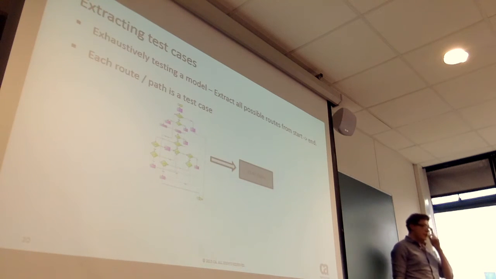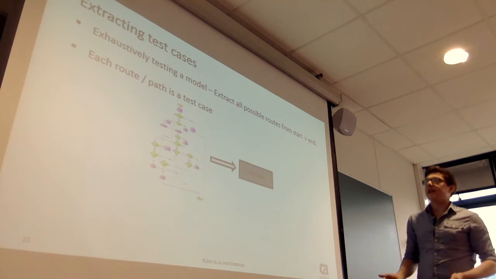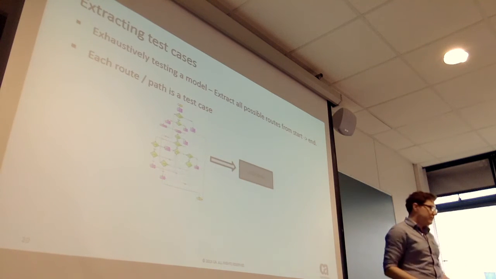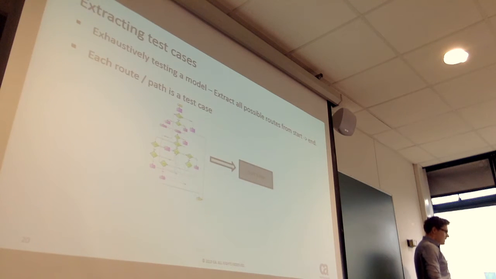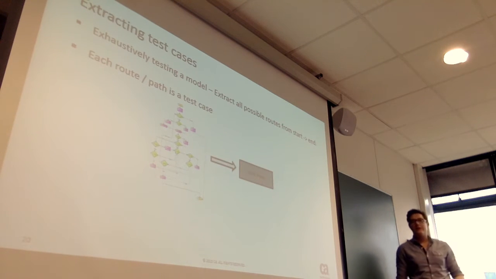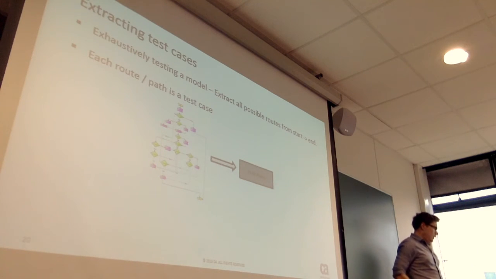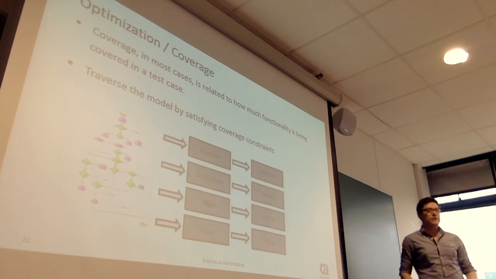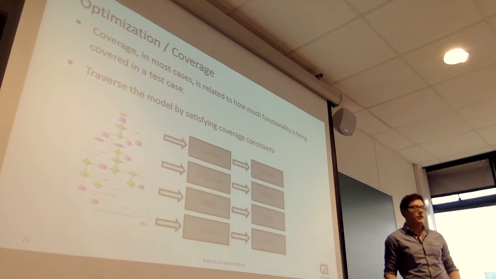Now, how do we extract test cases from this model? Well, what we're going to say is that each path through this model is going to represent a test case. And what we can do is extract all the possible routes through this model, and we can say this is an exhaustive test of our system. Now, often for complicated systems, the number of all possible routes is infinite. We could end up with trillions and billions of possible routes for a system.